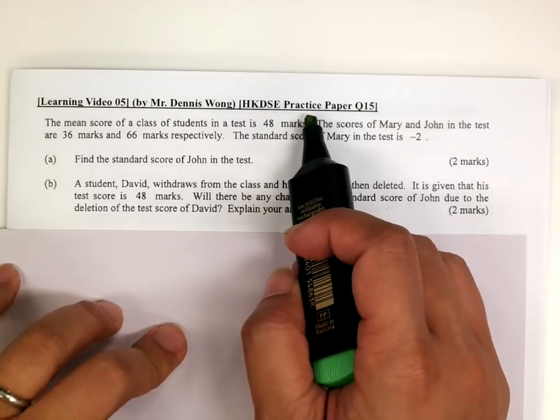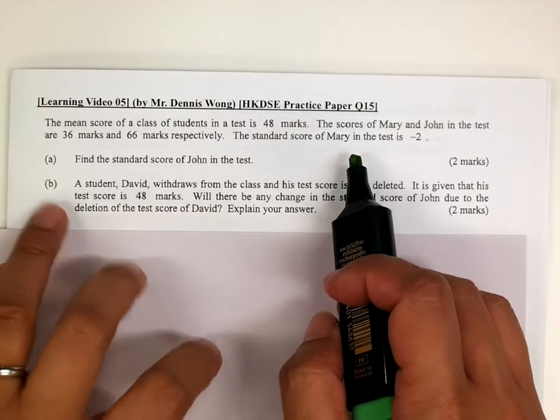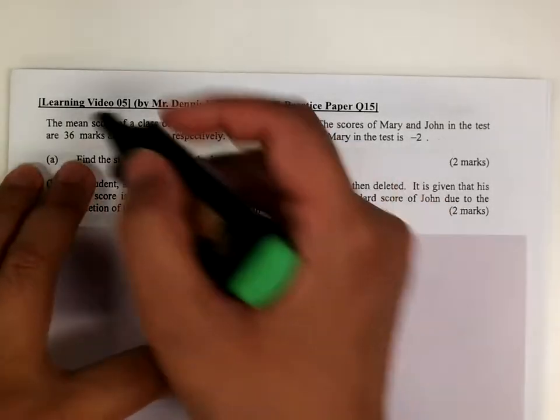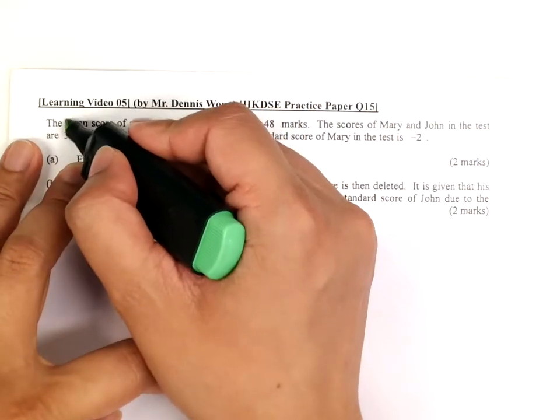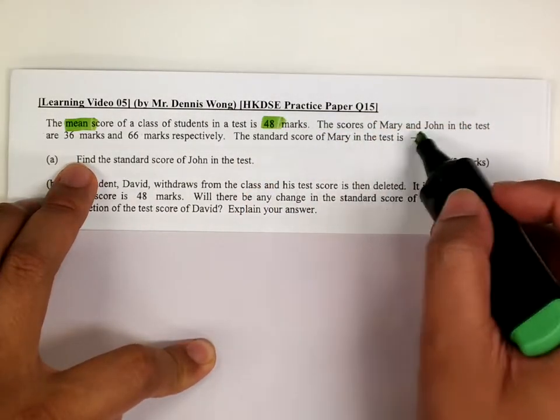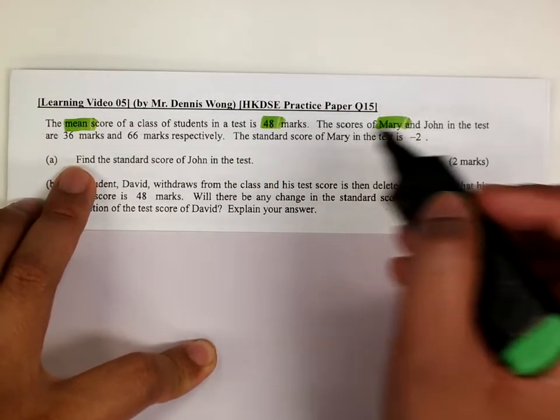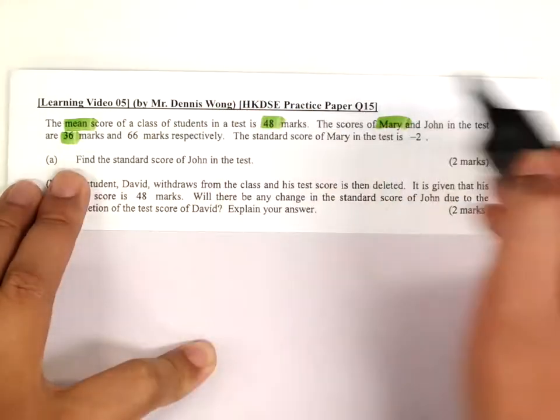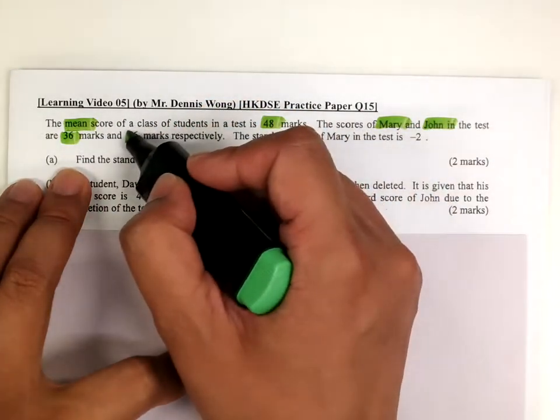This question in a past paper is about standard score. Let's look at the question together. It's given that the mean score in the test is 48, and there are two students. The score of Mary is 36, while the score of John is 66.